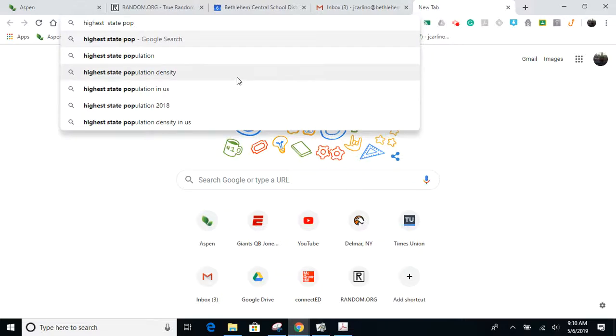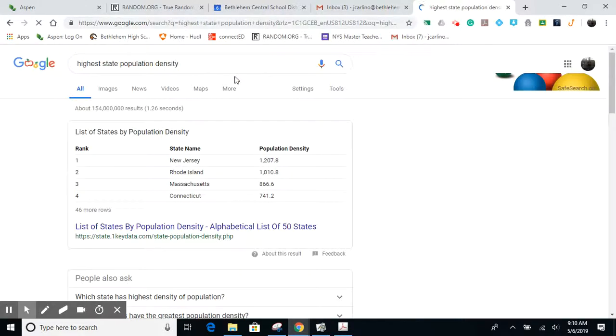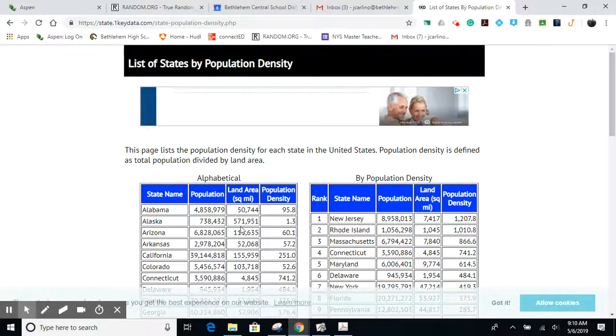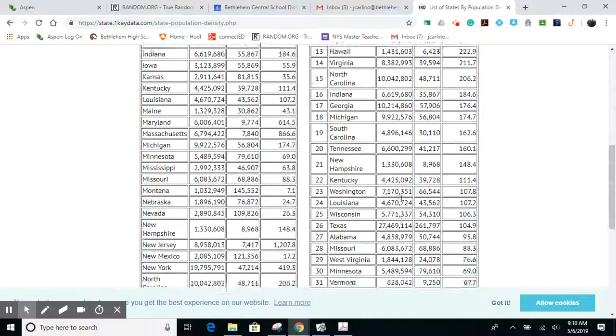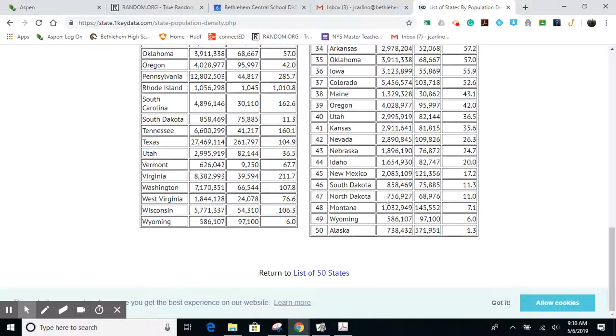All right, let's find out. Highest state population density. New Jersey, number 1. Rhode Island, number 2. And then the lowest, Alaska. Alaska, the lowest. Okay, Wyoming, second to last. So there you go.